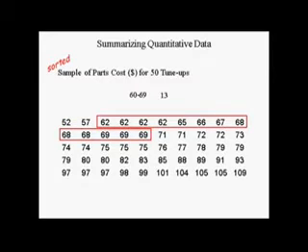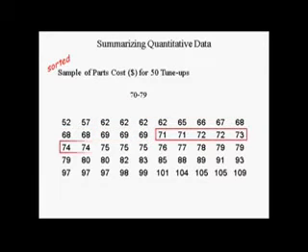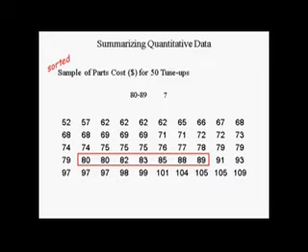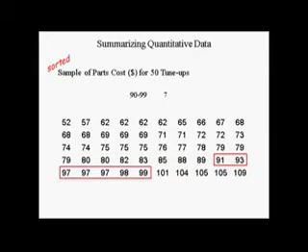The second interval, 60 to 69, contains 13 invoices. Hence, the frequency of this interval is 13. The third interval, 70 to 79, contains 16 invoices. Hence, the frequency of this interval is 16. The fourth interval, 80 to 89, contains 7 invoices. The frequency of this interval is 7. The fifth interval, 90 to 99, contains 7 invoices. The frequency of this interval is 7.